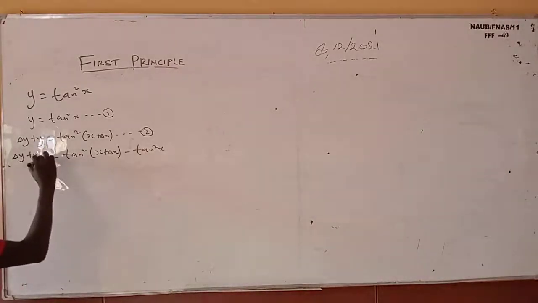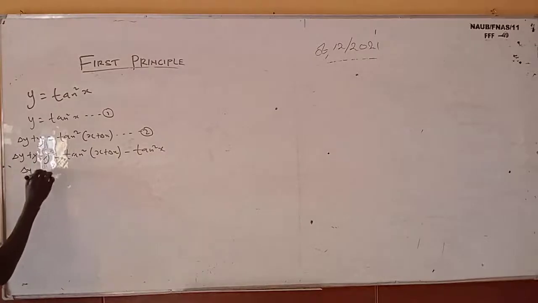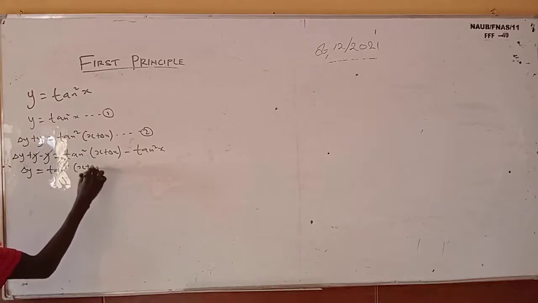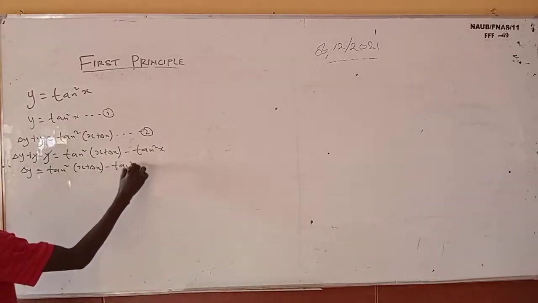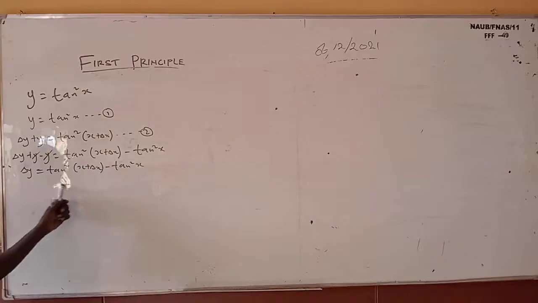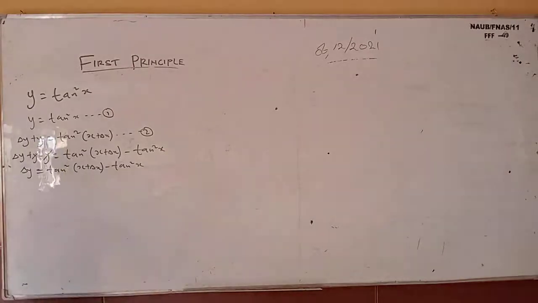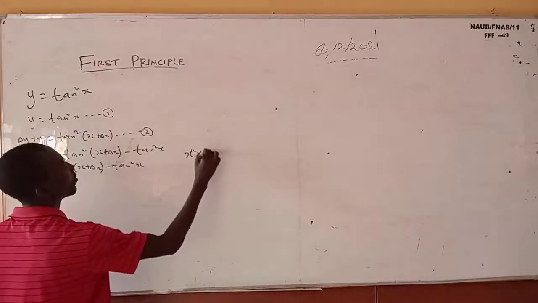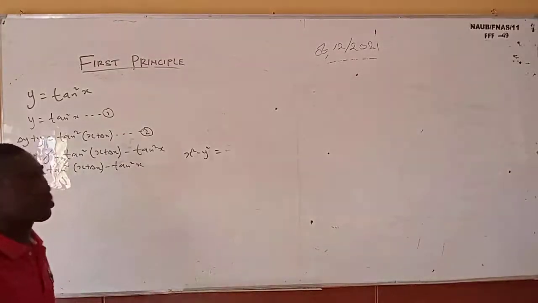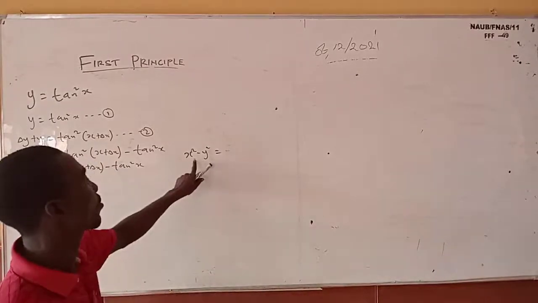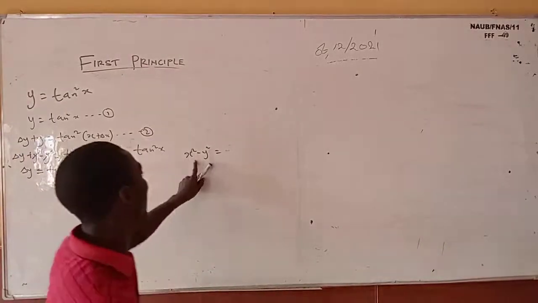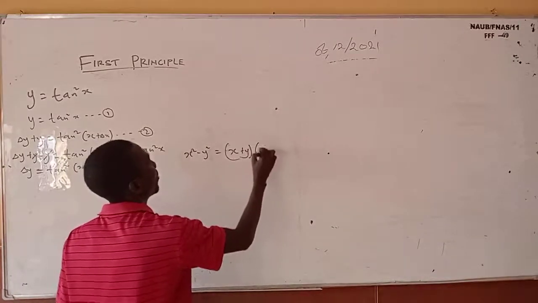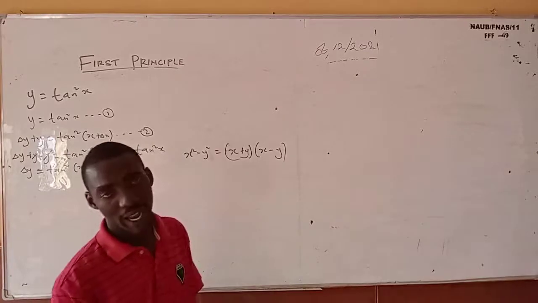So now this one cancels out, then change in y will be equal to tan² (s plus change in s) minus tan² s. If you look at this, this is nothing but a difference of two squares, which means s square minus y square. Please sorry for the noise. So s square minus y square is the same thing as s plus y into s minus y. Do you get that?